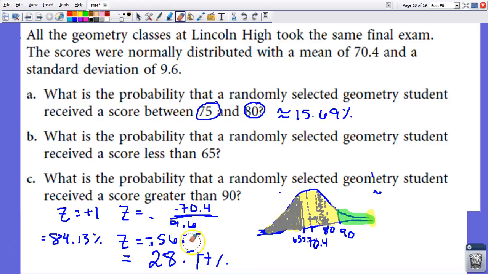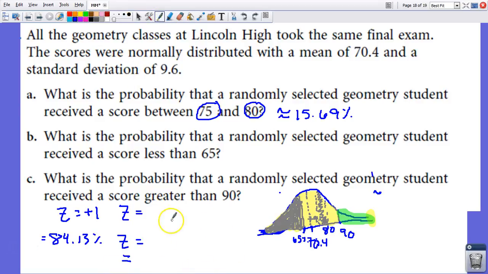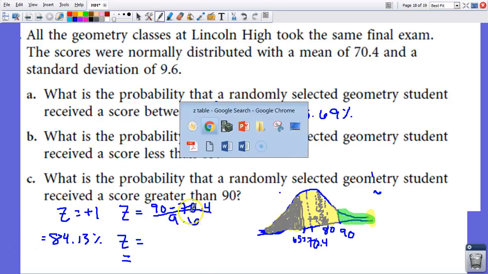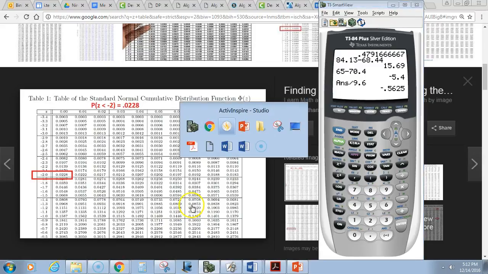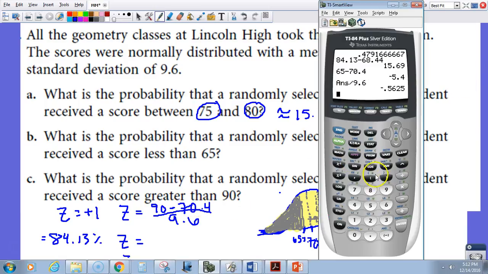So instead of 65, we're going to do this all again. For 90, it's going to be very positive, 90 minus 70.4 divided by 9.6. And look, you guys, if I use the parentheses on my calculator, I can do it all at once. I do parenthesis 90 minus 70.4, close parenthesis, divided by 9.6, okay? And I get about 2.04.